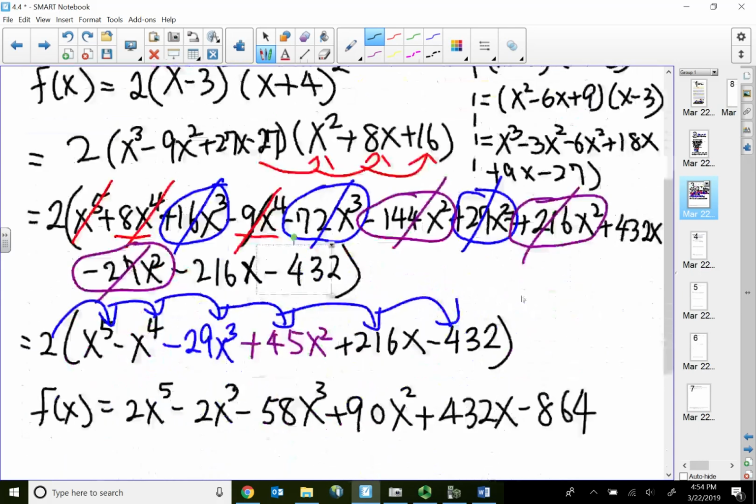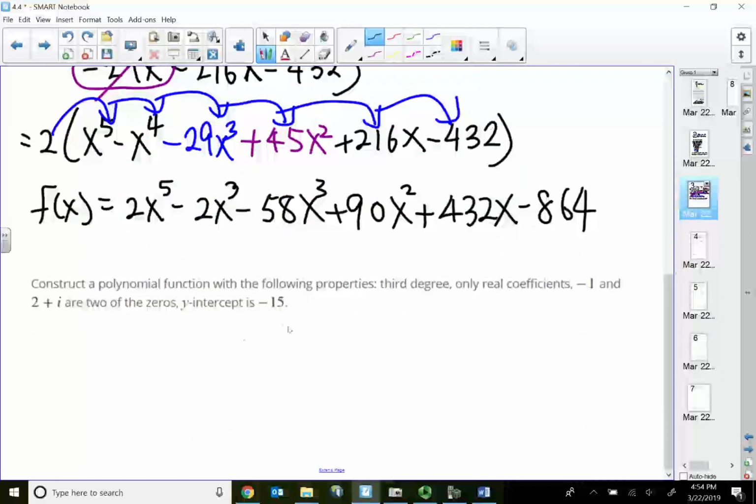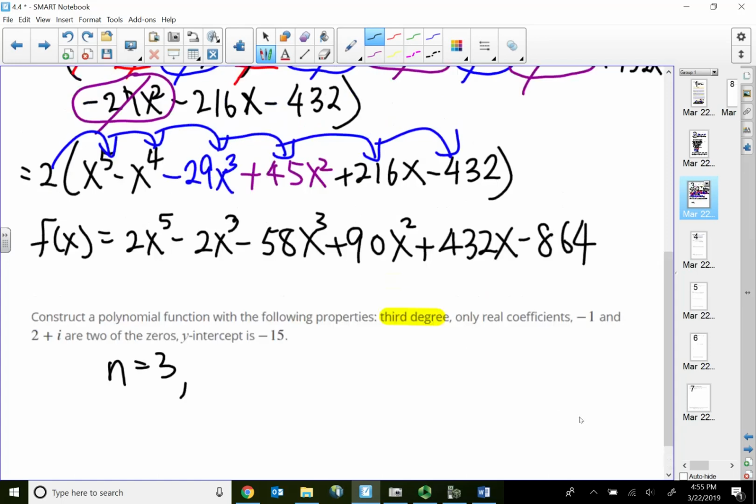Okay. Let's try another one. This one has a y-intercept, got to be negative 15. Consider a polynomial function with 3rd degree. Oh, 3rd degree is a lot easier to do. So n is equal to 3. Only real coefficients. I only have real coefficients. Let me see up here.